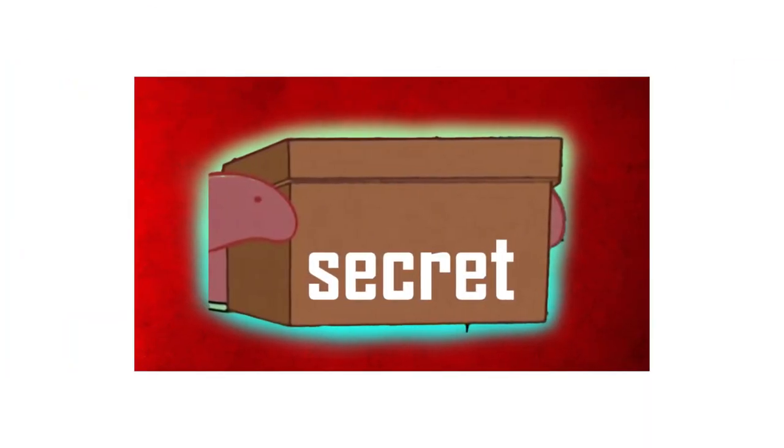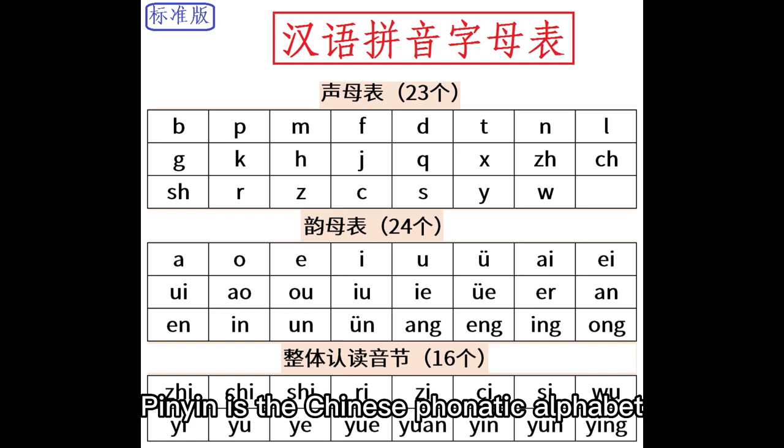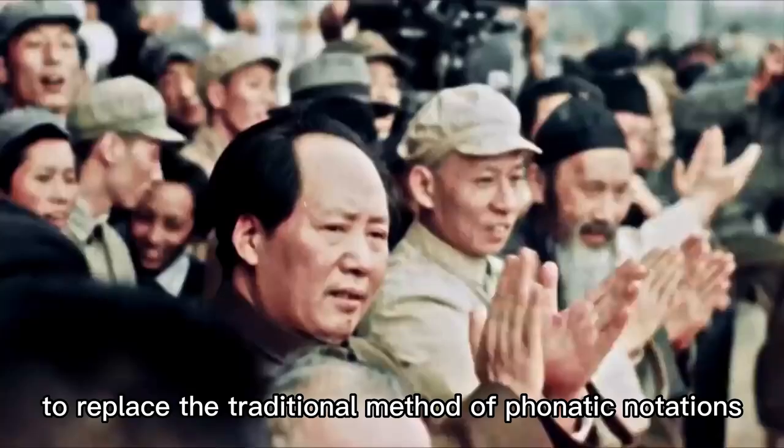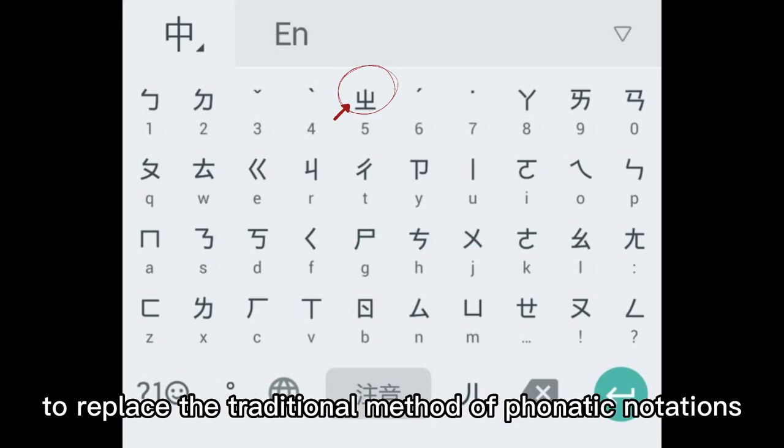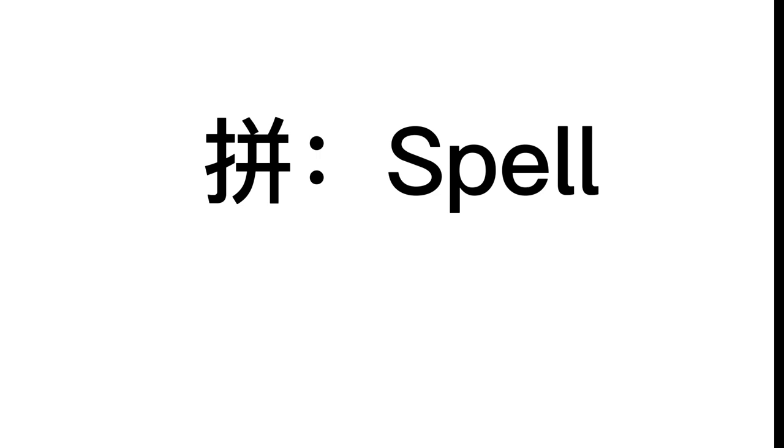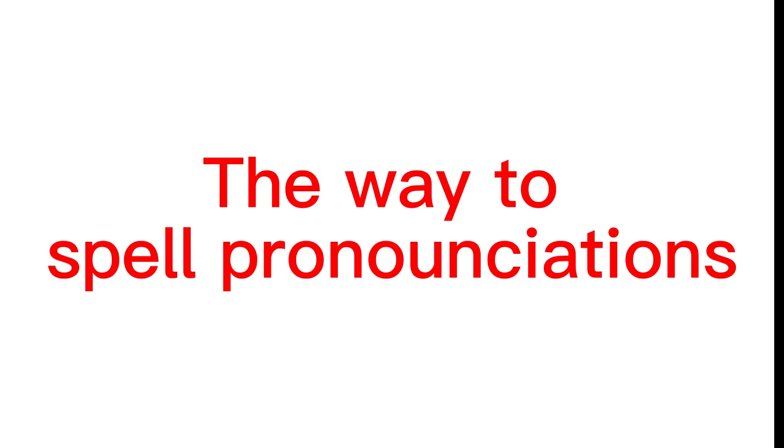Pinyin is the Chinese phonetic alphabet. It is inclusive in the People's Republic of China. In 1958, our government came up with the Chinese Pinyin project to replace the traditional method of phonetic notations like this, which is still being used in Taiwan. Pin means spell, yin means sound. So Pinyin is a way to spell the pronunciation of a Chinese character.